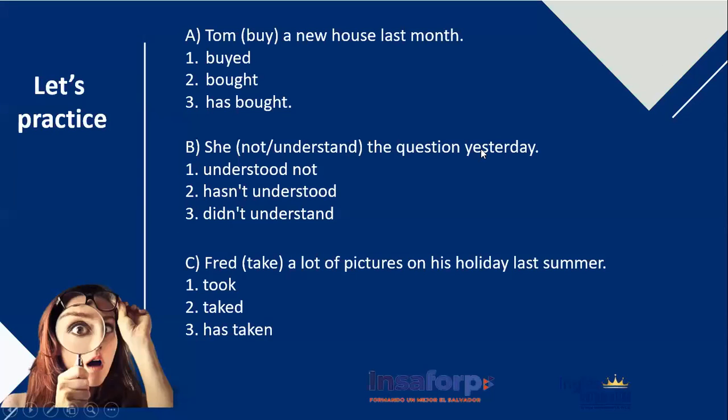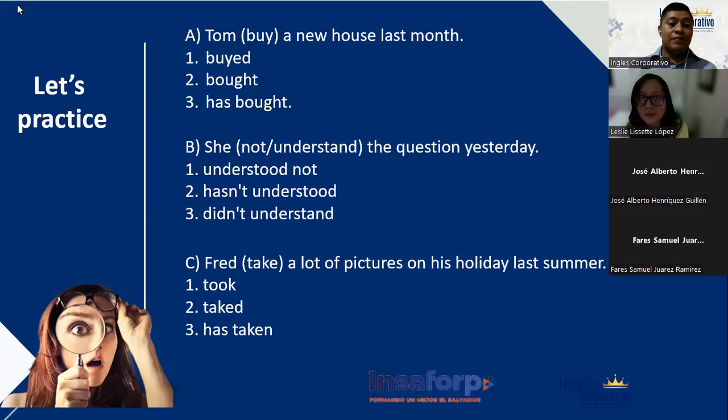Now, help me, please. Can you please choose the right answer to complete this sentence? Let's see. A. Tom a new house last month. Tom compró una casa nueva el mes pasado. What is the answer? Number two, bought. Yes, number two is the right answer. Buy is an irregular verb. Then the right form in past is bought. You're right. Thank you, Leslie.